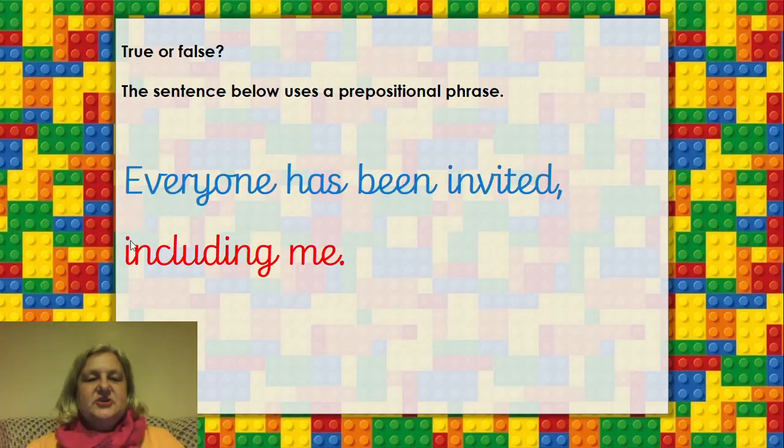And it is true, because the including me part is a prepositional phrase. Okay, so this is one where it's including you, so it's a causal thing. If you weren't included, you wouldn't be there. Okay, so it's a causal preposition.